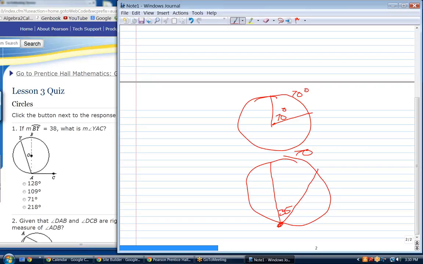Okay, so what is the measurement of this tiny little angle right here? Half of 38, so 19. And then what is the measurement of this angle? A tangent line always forms a 90-degree angle with the radius at that point. So we know this is 90, and that's 19, so it's got to be 109.